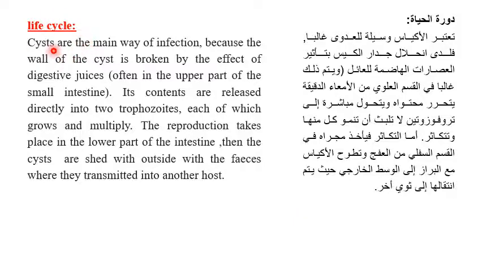Life cycle. Cysts are the main way of infection because the wall of the cyst is broken by the effect of digestive juices, often in the upper part of the small intestine. Its contents are released directly into 2 trophozoites, each of which grows and multiplies. The reproduction takes place in the lower part of the intestine. Then the cysts are shed outside with the feces where they are transmitted to another host.